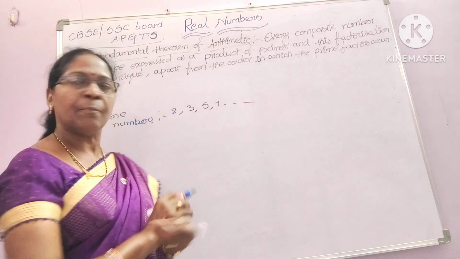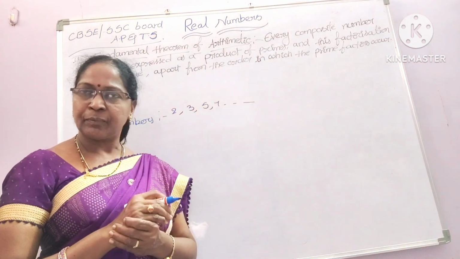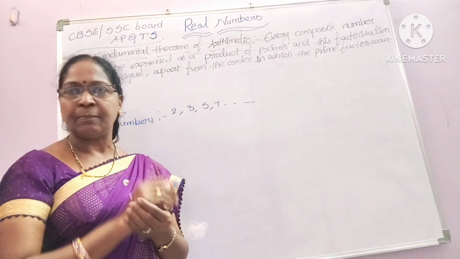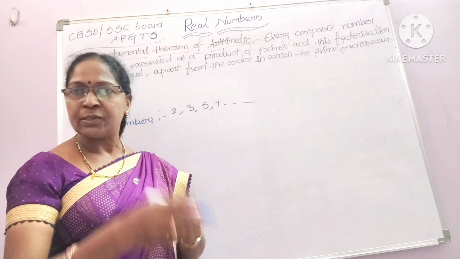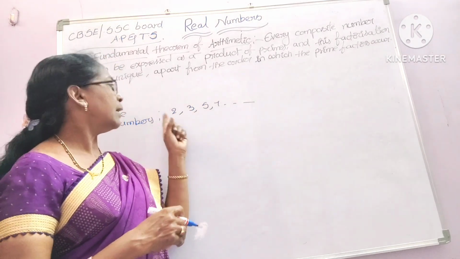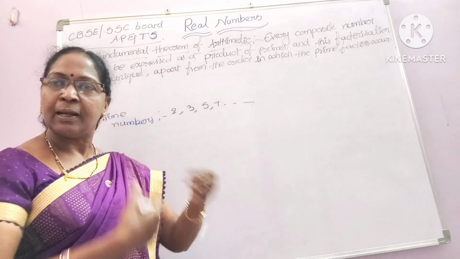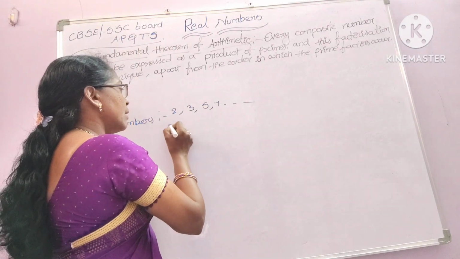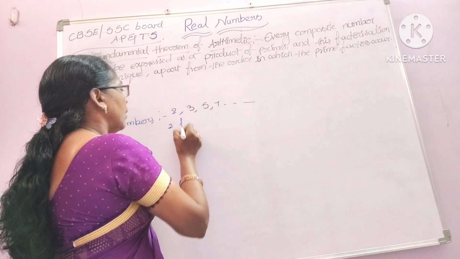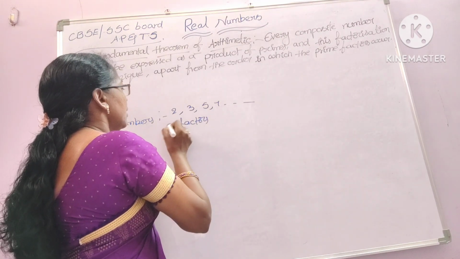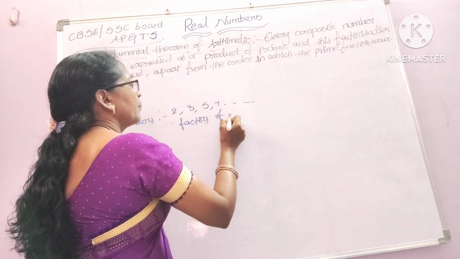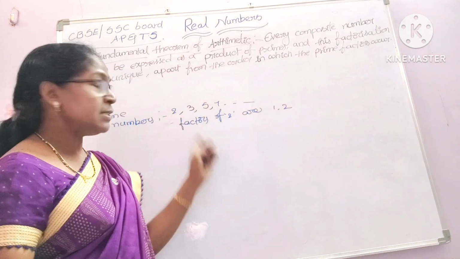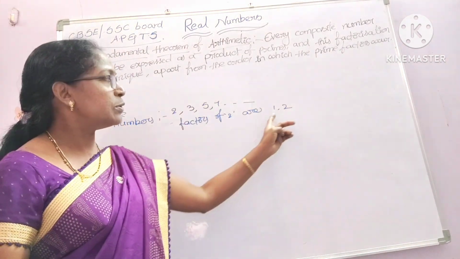Suppose 2 is the number. Is any number divisible into it? No. Only 1 is divisible. 1 is divisible into all numbers, and the number itself is also divisible into that number. So 2 itself is divisible. Whatever numbers divide it, we call them factors. So what are the factors of 2? 1 and 2. Any number which divides this number is a factor.